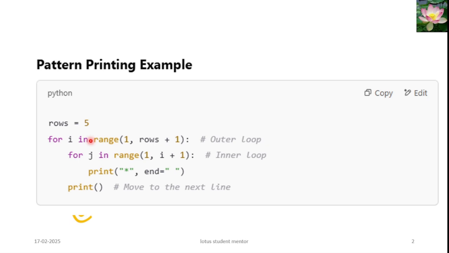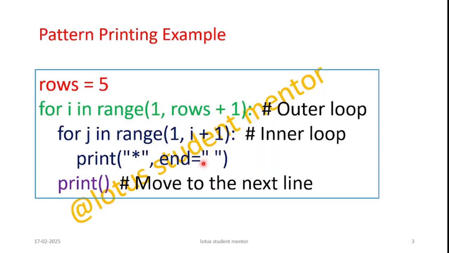That's what a nested loop is. Now, for i in range(1, rows + 1), this is known as the outer loop. This is the inner loop: for j in range(1, i + 1): print star, end space gap. Whatever is going to be printed, star will be printed. One is the outer loop for the rows, another is the inner loop for the stars to be printed. We are going to study the iterations here.